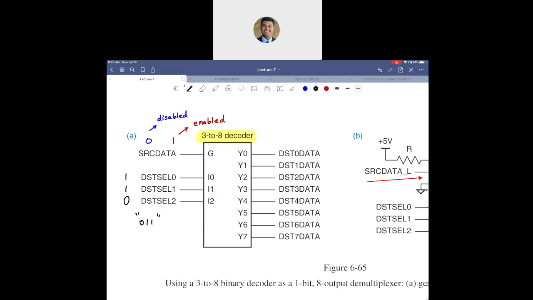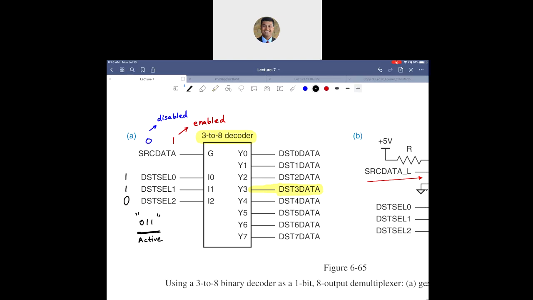So that means that the 3 to 8 decoder is going to have that particular line active when enabled. So which line is that? Let us highlight it in yellow. It is right here.